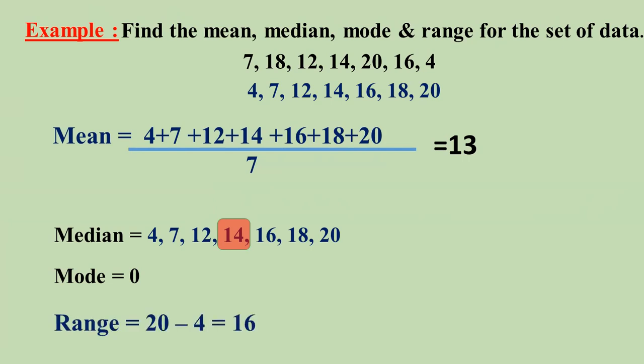While for the calculation of the range, the largest value is 20, while the smallest value is 4. So the largest minus the smallest value, 16, is the range in this data.